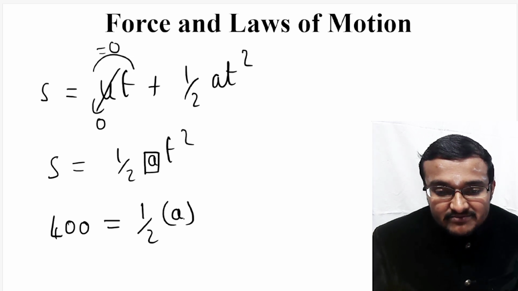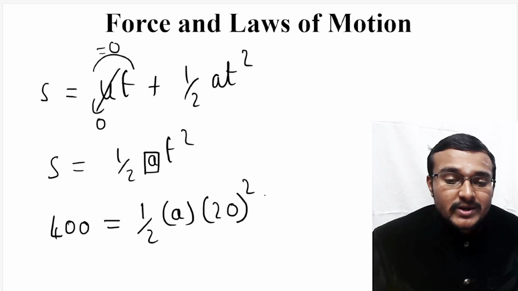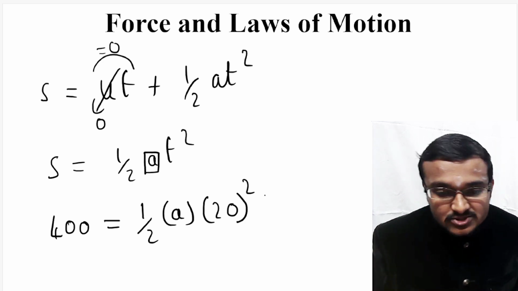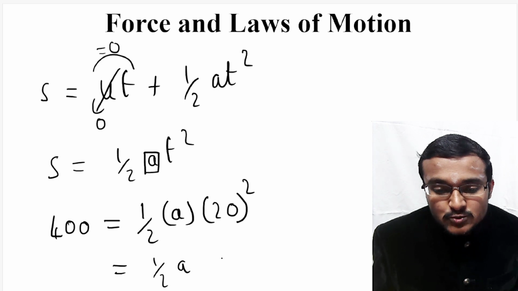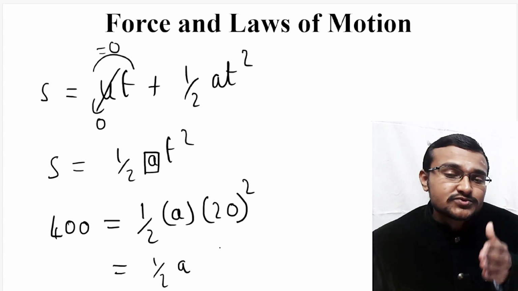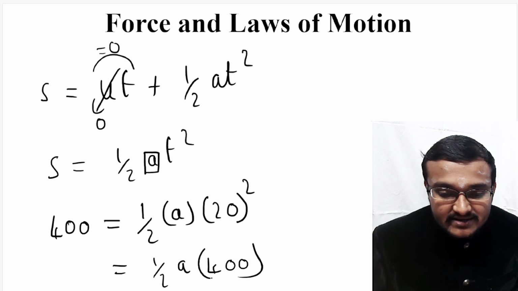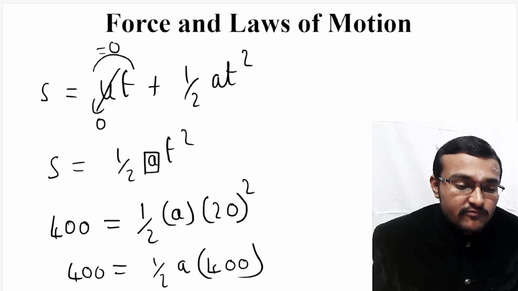So acceleration A will be there and 20 seconds is the time. So 20 square, because here half A T square is there. T square means 20 square. What is 20 square? 20 square is 20 into 20. 20 into 20: 2 twos are 4 and 2 zeros, so 400. So 400 is equal to 1 by 2 A into 400.